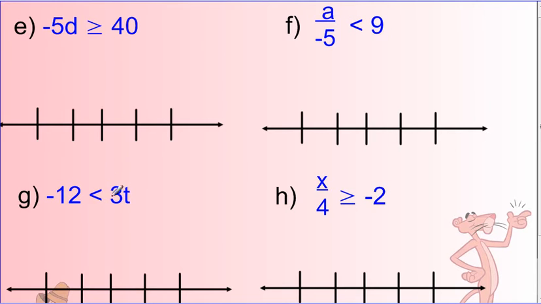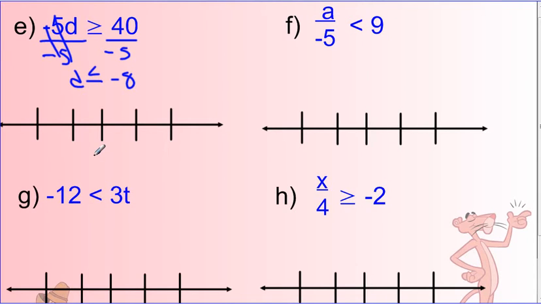Okay, so let's see, letter E. Well, you would divide both sides by a -5. You're dividing by a negative because the thing next to the variable is negative. So we get D. We have to change this direction of the inequality. Hopefully you did. If you forgot something, it's probably that. And that gives you -8.